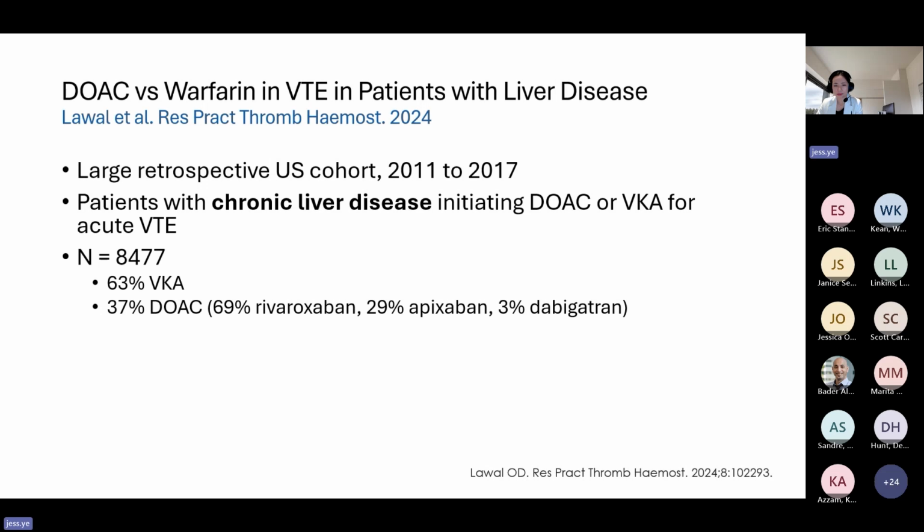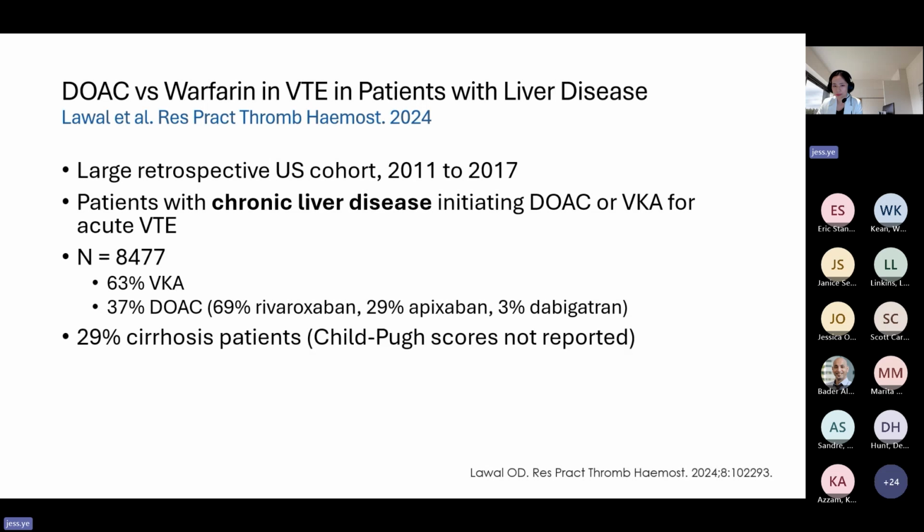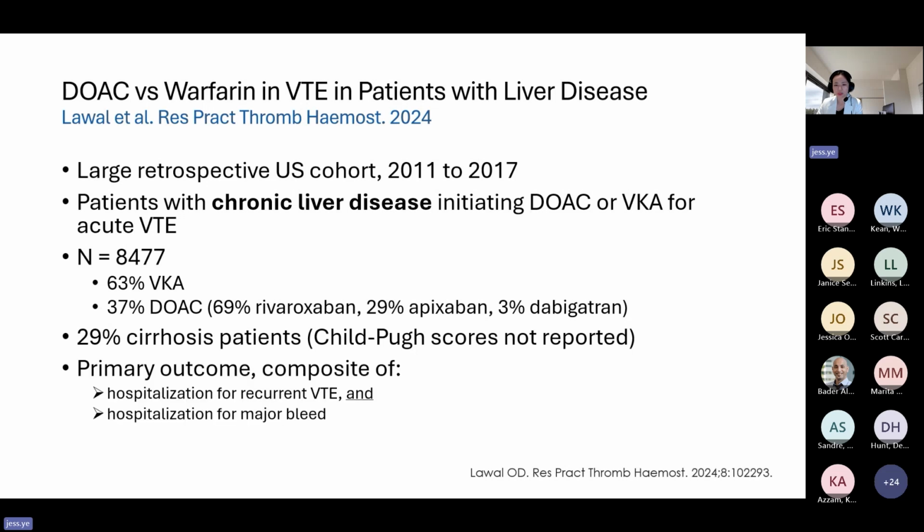The study had 8,000 patients. The majority were prescribed warfarin; 37% were prescribed DOAC. Again, apixaban and rivaroxaban were the most commonly prescribed here. 29% of patients had cirrhosis. Child-Pugh score was not reported. The primary outcome is a composite of hospitalization for recurrent VTE and hospitalization for major bleed.